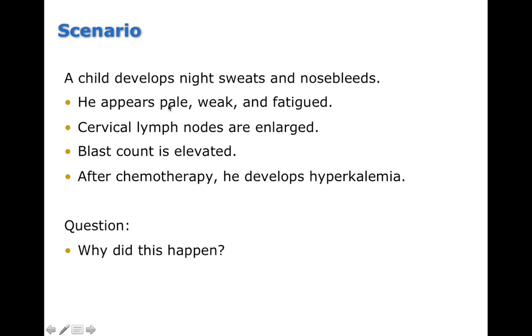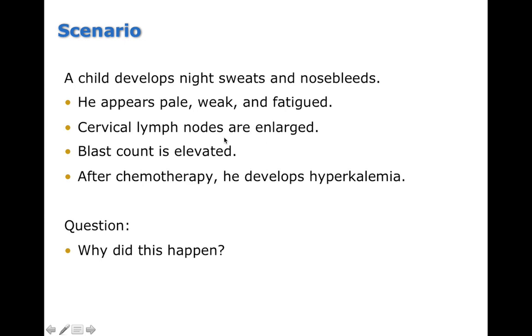Well, the paleness and the weakness and the fatigue come from the neoplasm itself, right? We said that neoplasms, as they're proliferating, can really draw in a lot of nutrients, which can take away nutrients from other cells, leading to things like fatigue and weakness. The paleness or pallor can result from anemia, and we said that anemia is one of the side effects of leukemias as well, because of the underproduction of red blood cells from aplastic anemia.